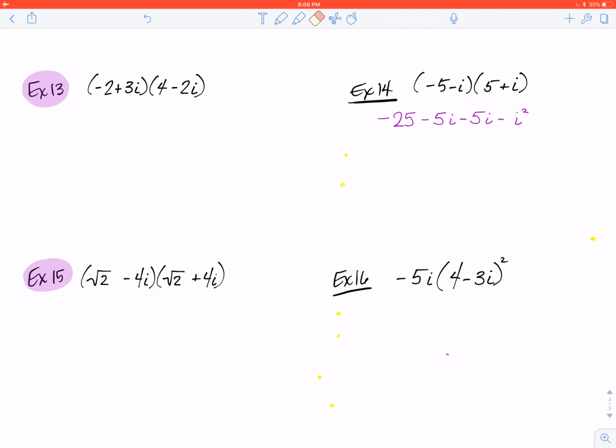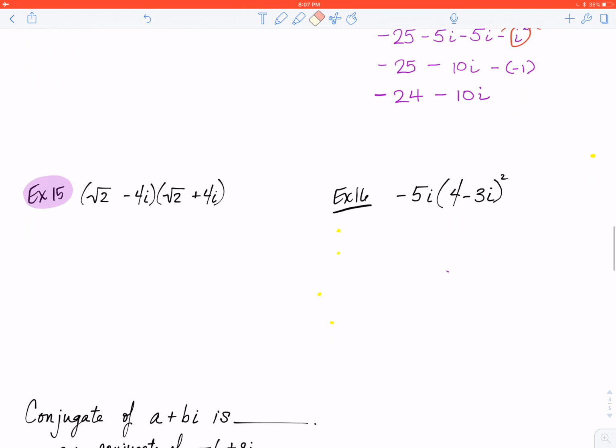Let's combine our like terms. So the middle two terms, negative 5i and negative 5i, that's going to turn into a negative 10i. We just got finished talking about the fact that an i squared is the same thing as a negative 1. So if you have a negative out in front of that, a negative 1 is going to turn into a positive 1. And then you can combine that with your negative 25. So you're going to have a negative 24 minus a 10i, being sure to write that in standard form.